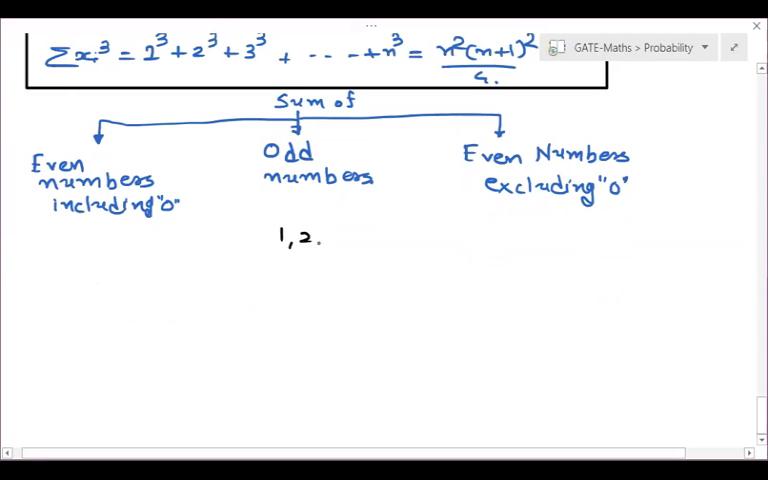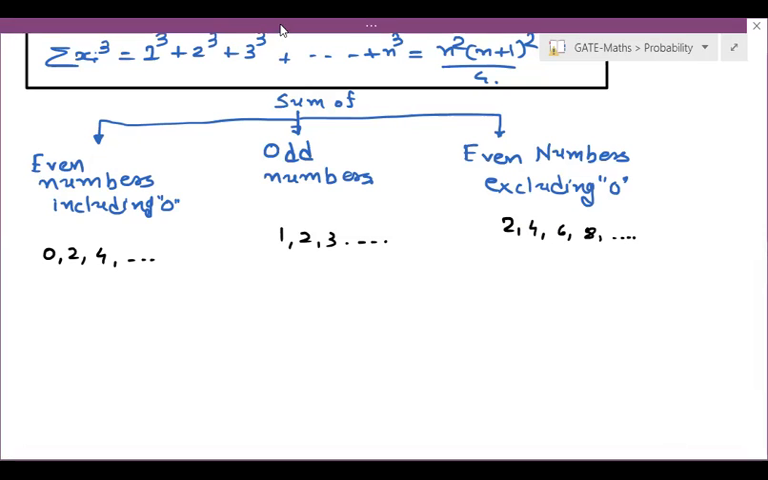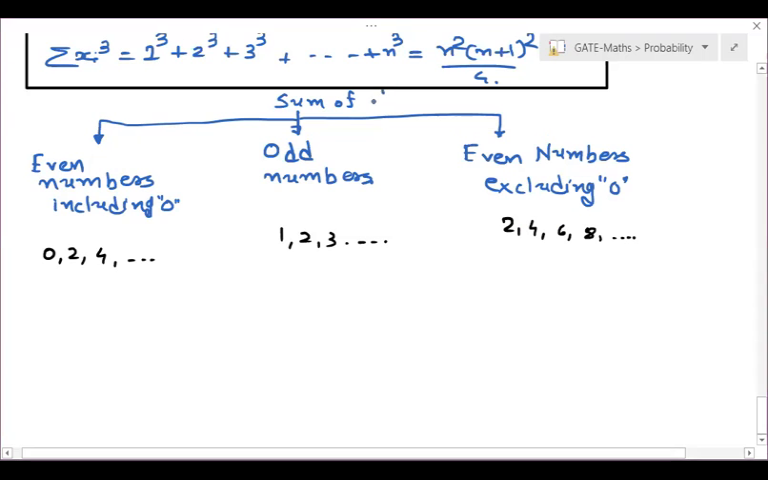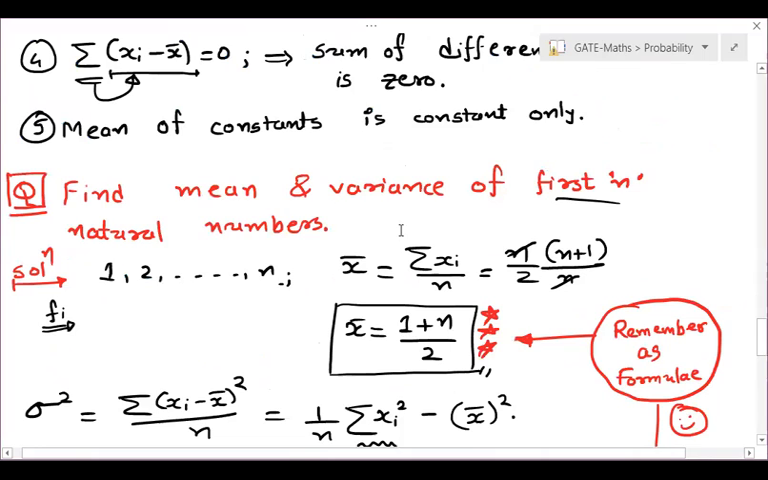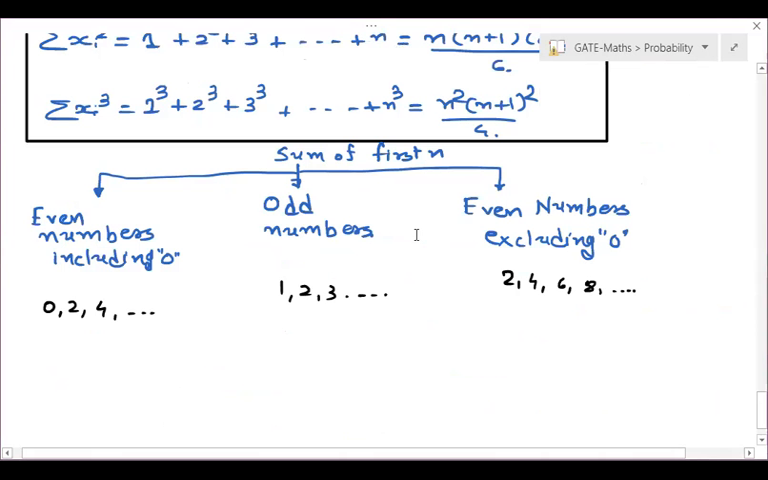So odd numbers means this will be your 1, 3, 5. Even numbers including 0: 0, 2, 4. And even numbers excluding 0: 2, 4, 6, 8. Okay. And this is your sum of first n, right? Suppose I am writing first n in terms of first n. Like in the earlier case, I have taken sum of first n natural numbers. So here I am taking first n odd numbers. Suppose I am taking n equal to 3. So first 3 odd numbers are 1, 3, 5. First 3 even numbers including 0 are 0, 2, 4. First 3 even numbers excluding 0 are 2, 4, 6.